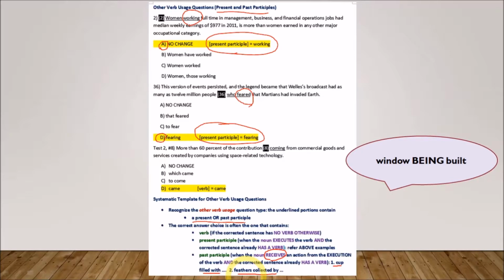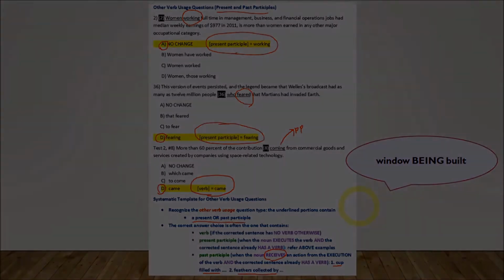However, if the corrected sentence lacks a verb, you must select the answer choice that provides a verb to the sentence, like choice D in number 8. Notice that choice A, coming, is a present participle because ing verbs without a linking verb like am, is, or are cannot function as verbs. They are either gerunds, which are nouns, or present participles.